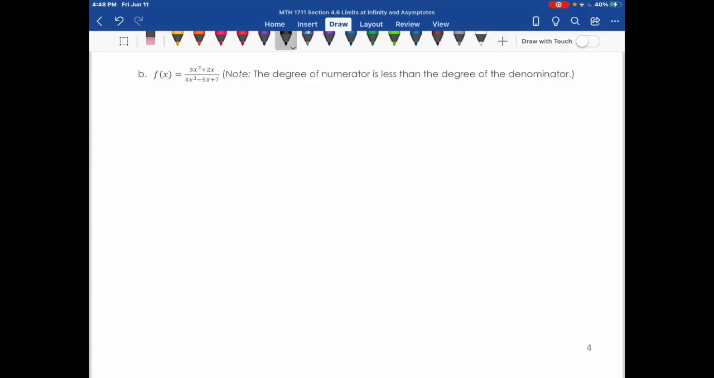For part B, we have another rational function, and we are going to apply the same trick. We need to take the limit as x goes to positive and minus infinity of the function 3x squared plus 2x all over 4x to the third minus 5x plus 7.